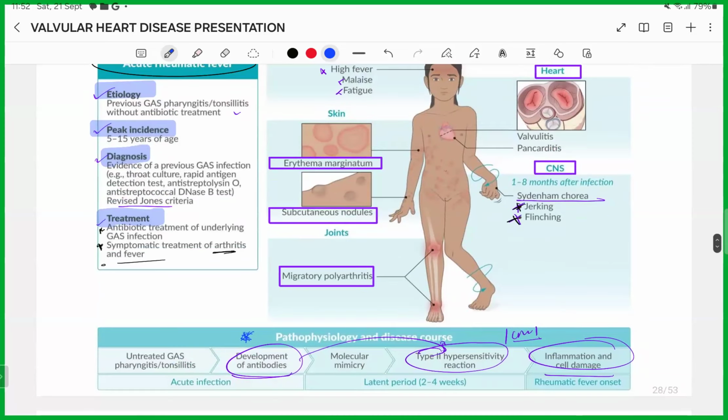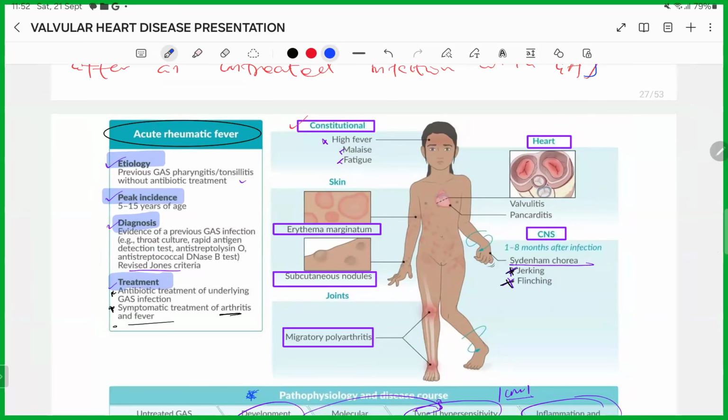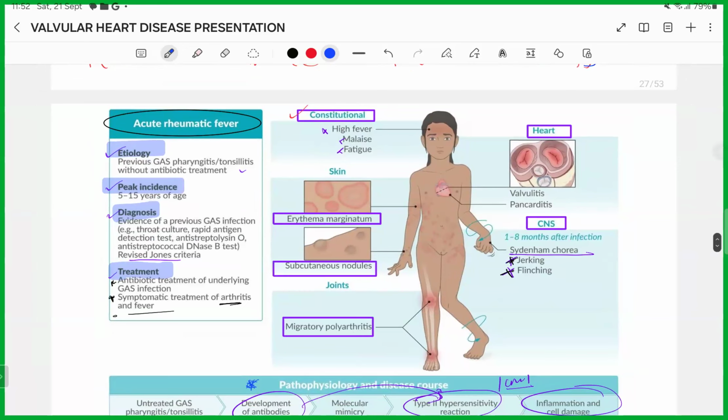And the presentation is, you usually have constitutional symptoms such as fever, malaise, and fatigue. But then you have major manifestations affecting the skin, where you have erythema marginatum, subcutaneous nodules, migratory polyarthritis. The heart is affected, which we'll focus on in a few minutes. And then the central nervous system is also affected, where you have Sydenham's chorea.